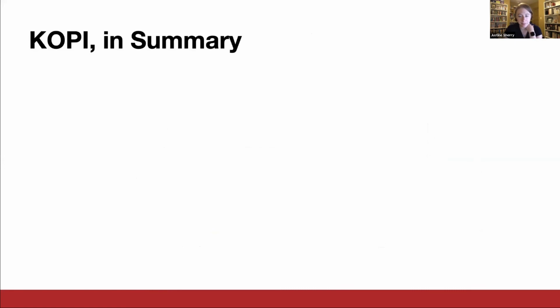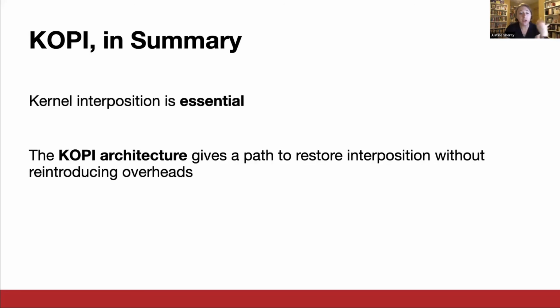Okay, so let's summarize KOPI. KOPI observes that kernel interposition is essential. We want all of this functionality that the operating system gives us for our application. And using the KOPI architecture to leverage a Crossroads FPGA gives us a path to restore interposition without reintroducing overheads. So there's a paper about this that appeared at HotOS this year. It's more of a vision paper. The code is not open sourced yet. We are working on a paper submission towards the end of this year, but we're actively looking towards feedback and people who have thoughts about our design, because this is much more of a work in progress.